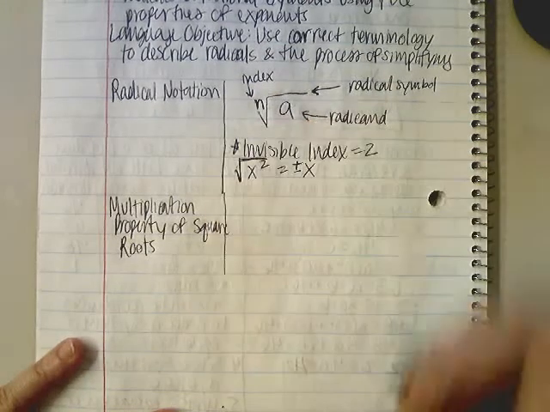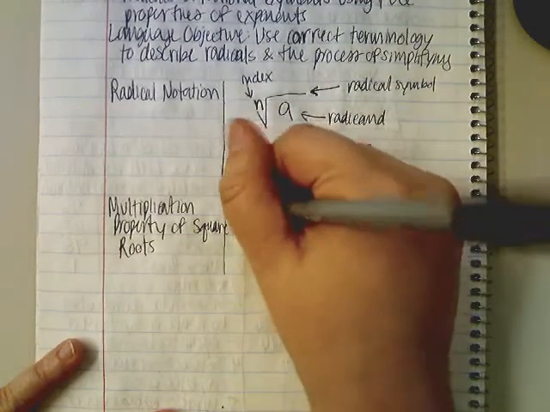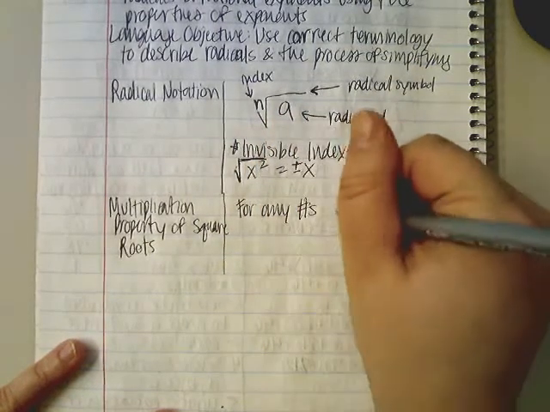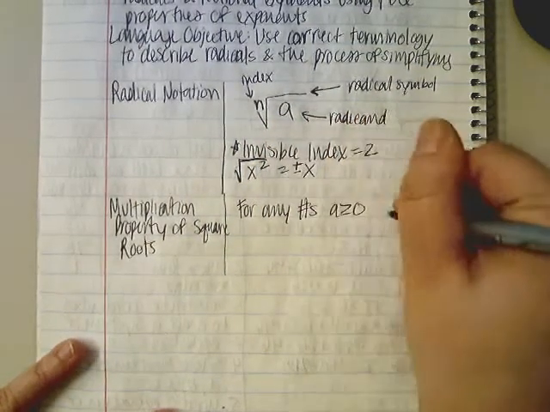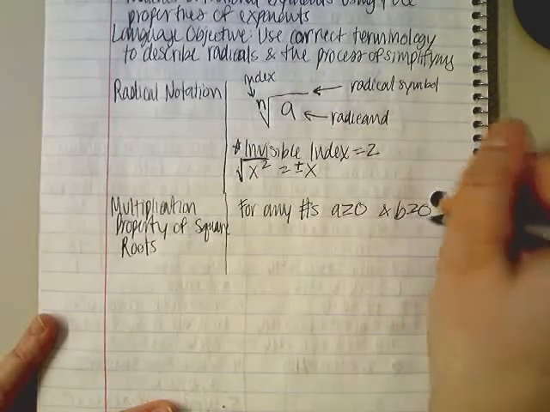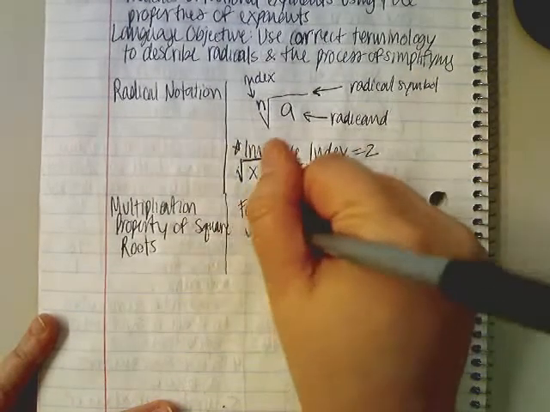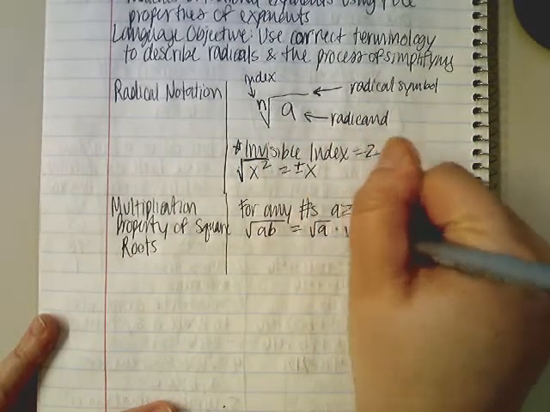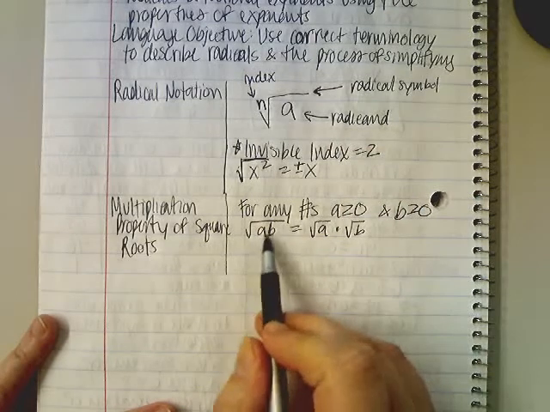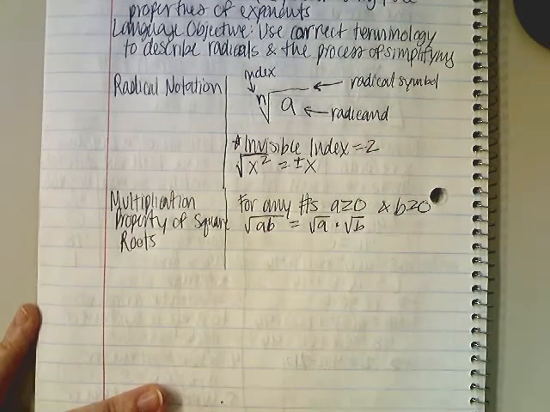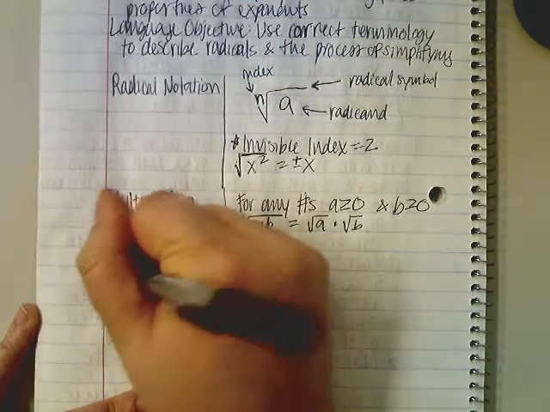So the multiplication property of square roots says that for any numbers where a is greater than or equal to 0 and b is greater than or equal to 0, the square root of a times b is equal to the square root of a times the square root of b. So what that means is if you're multiplying two numbers under a radical, you can separate it into two terms being multiplied. So we'll do a quick example with that.